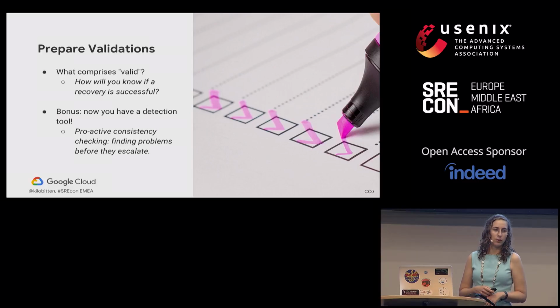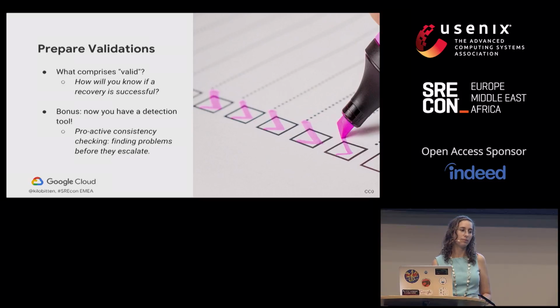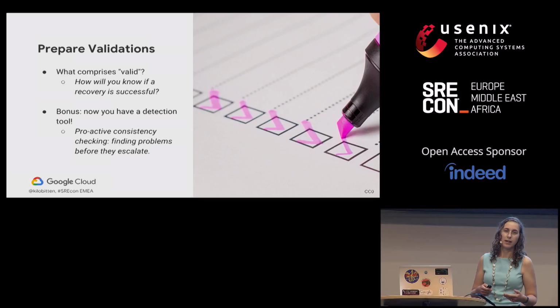So we've got some backups. You've thought about tooling for your restores. But you're going to need to also, if possible, prepare some validations. What does it mean to be valid? How are you going to know if your recovery was actually successful? This is actually a pretty difficult question, but it's really worthwhile to be able to do this, right? Because otherwise, you're not going to know about those times when your recoveries actually introduced new problems or didn't complete properly. But the bonus that you get out of that is that once you have the ability to validate whether things were correct, now you have a detection tool.